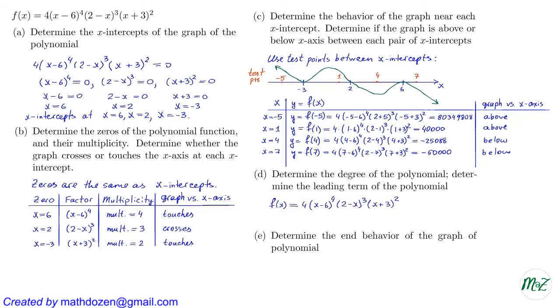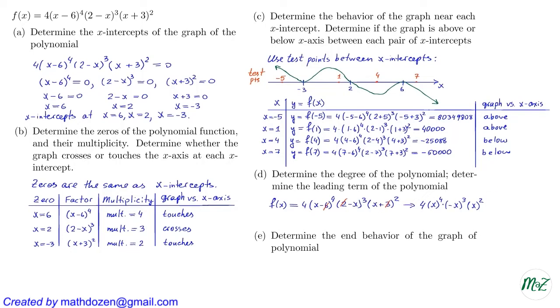So for the leading term of the polynomial, we just take the original expression, and out of each parenthesis we're going to cancel out all the lower degree terms and keep only the higher degree term. So here it's going to be x minus 6, so we're going to cross out -6. There we have 2 minus x, so we're going to cross out +2. Then here we have x plus 3, so 3 is the lower term, so we cross it out. So if we collapse this expression, we have 4 times x to the 4th times -x cubed times x squared.